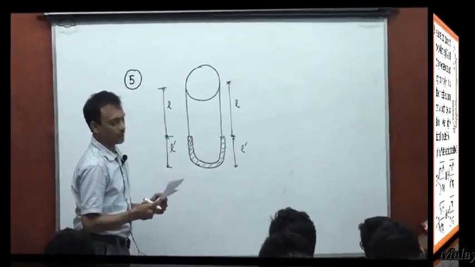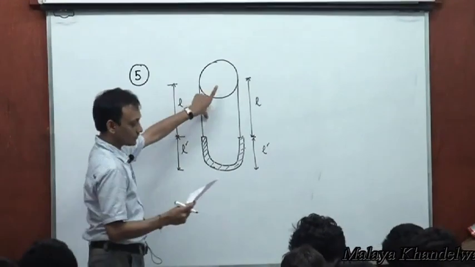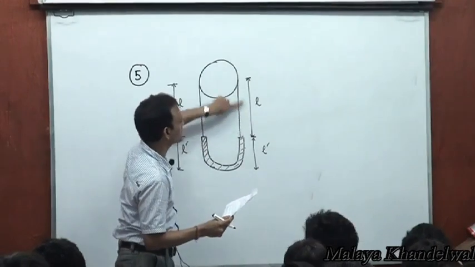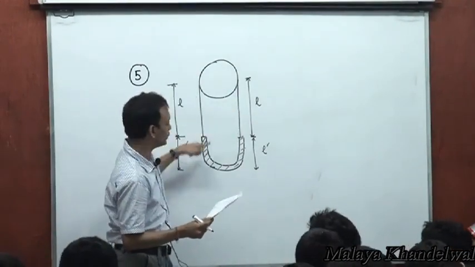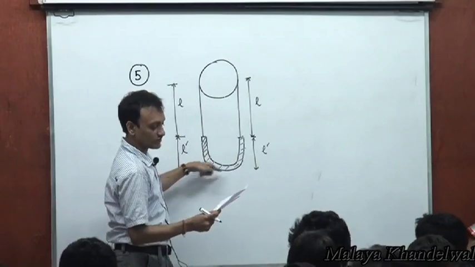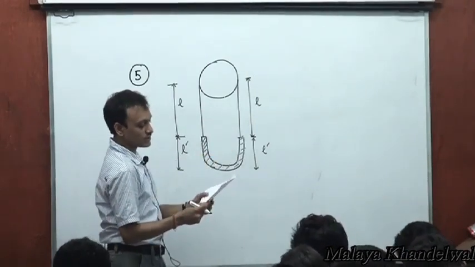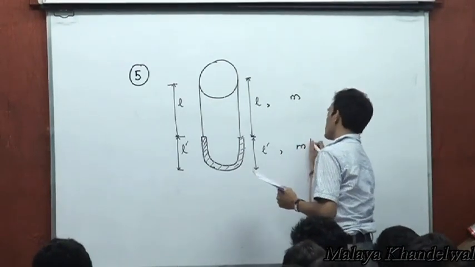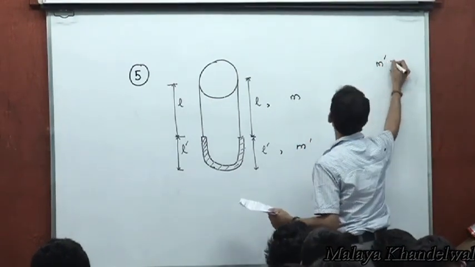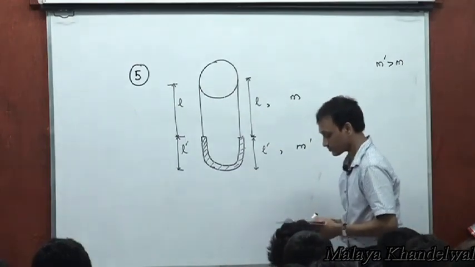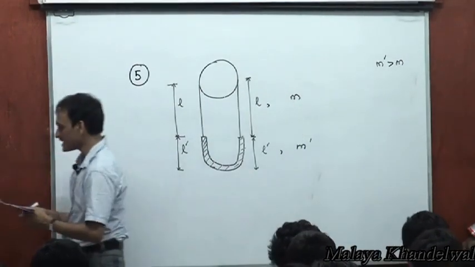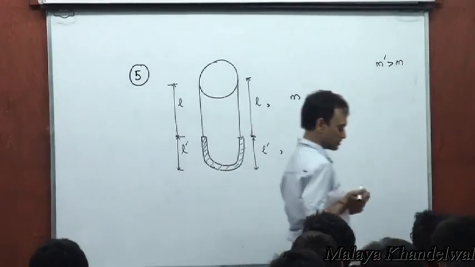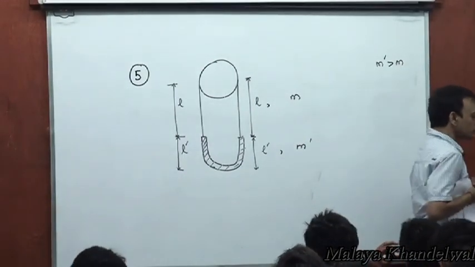So we have in problem 5 an endless chord comprising 2 chords of length 2L. See, this is L, one chord, and another chord of length 2L prime, and the mass per unit length of this is m, the mass per unit length of this is m prime. It's given that m prime is greater than m. What's the period of SHM when slightly disturbed?